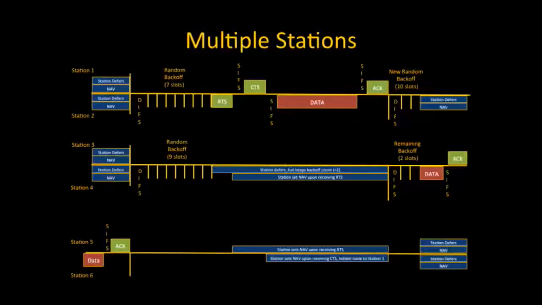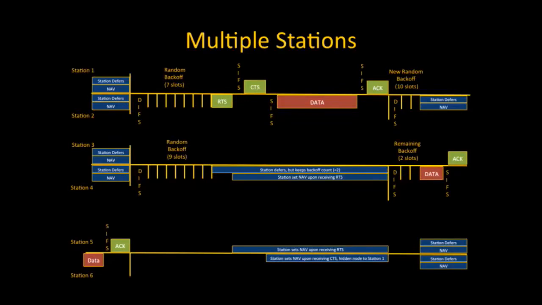So here's another scenario we can walk through. We have pairs of devices that are trying to talk to each other. Stations 1 and 2 are talking to each other, 3 and 4, 5 and 6. It starts off with station 6 at the bottom sending data. It waits a gap, gets its acknowledgement frame, so it has finished its communication.